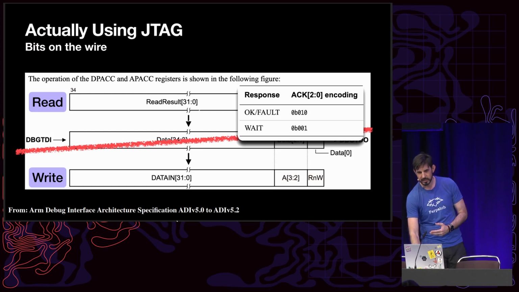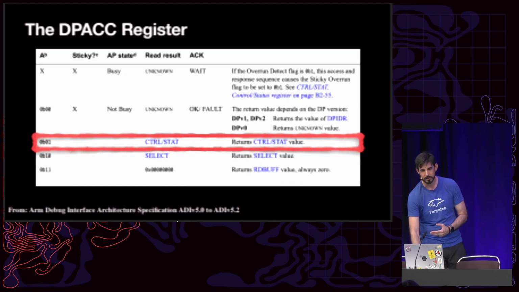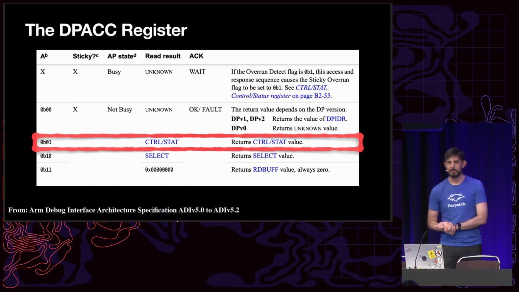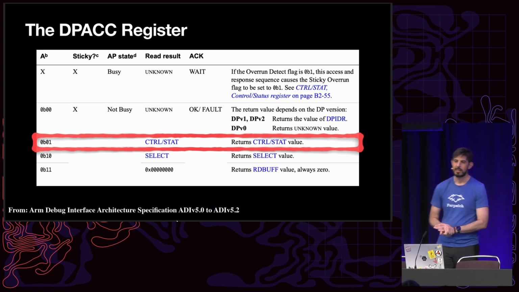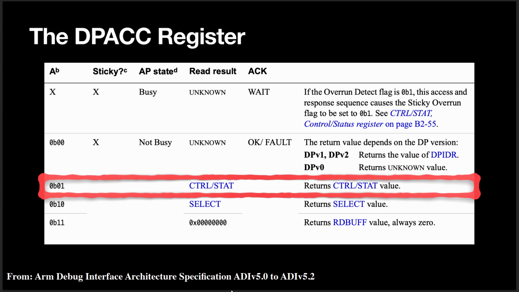Those 32 bits plus 2 bits of address plus a read or write bit. For the DPACC register, this is, remember, one of the JTAG bits. So this is a JTAG register. If we set the address bit, remember it's only 2 bits of address. Address 0, it's one of those things where depending on the version of the spec you're talking to, it could be one thing, it could be something else. We're just going to ignore it completely because for the most part you can.